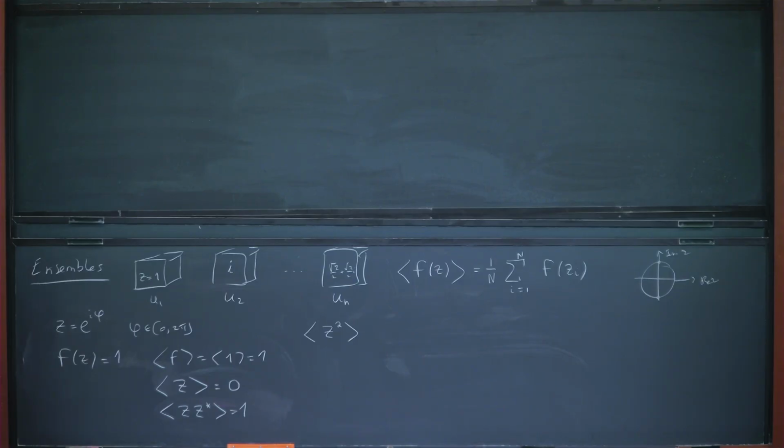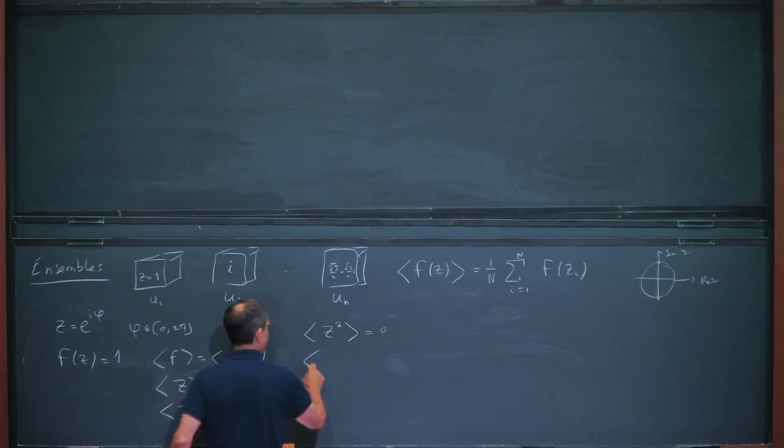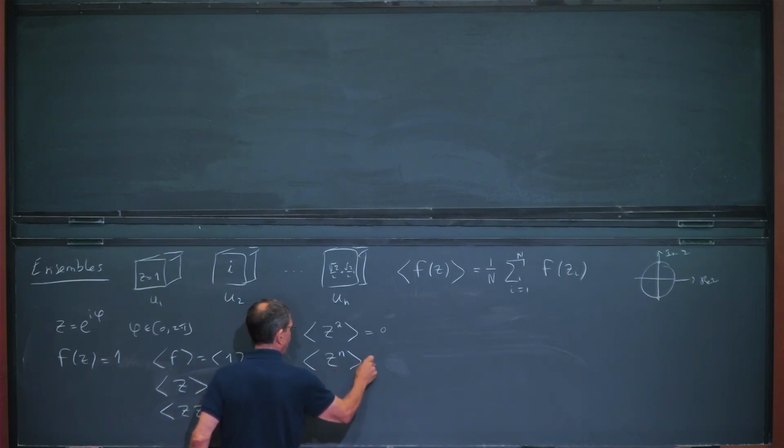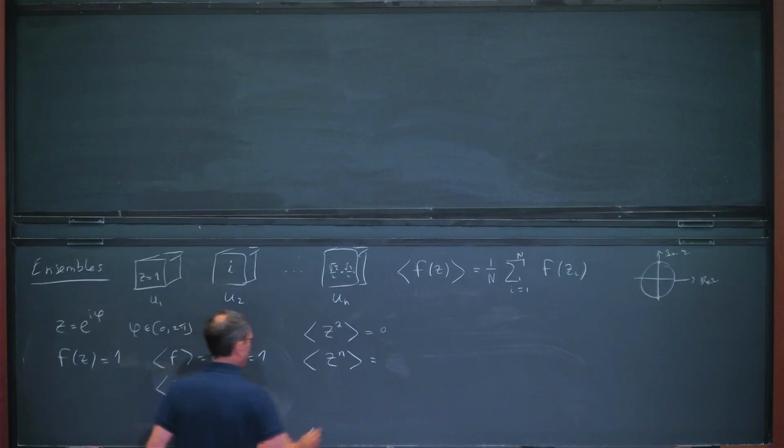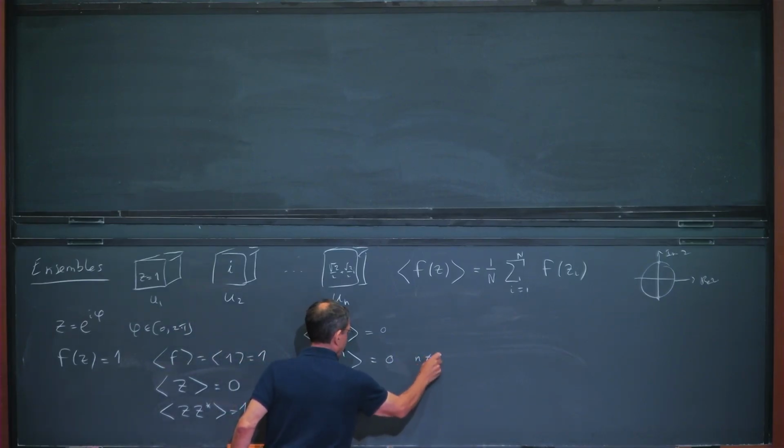It's 0. How come? Why? Same argument. Exactly. Now we wrap around the circle twice. It's e to the 2i phi, but for each point on one side, there's going to be another universe with the point on the other side. What about the expected value of z to the n? As long as n's not equal to 0. That's right. It's also 0, n not equal to 0.